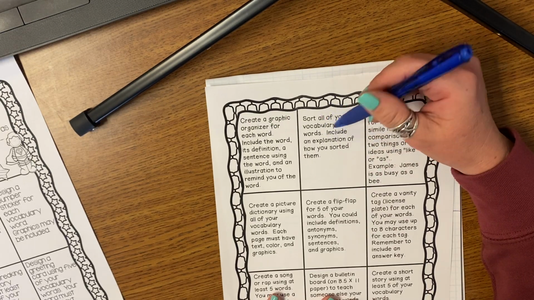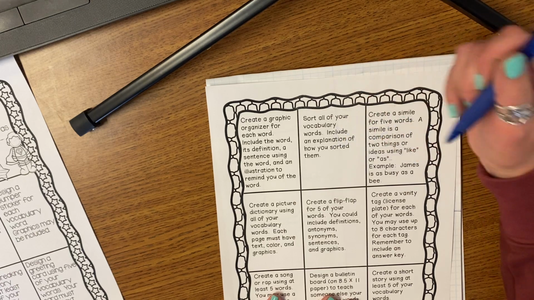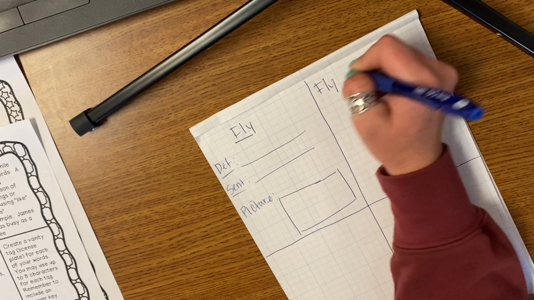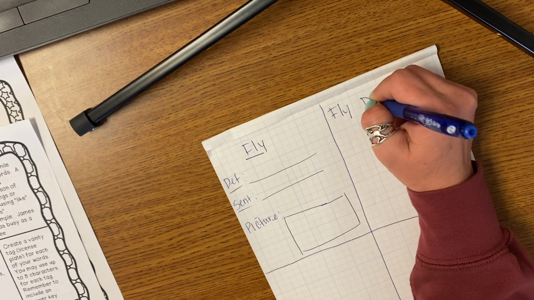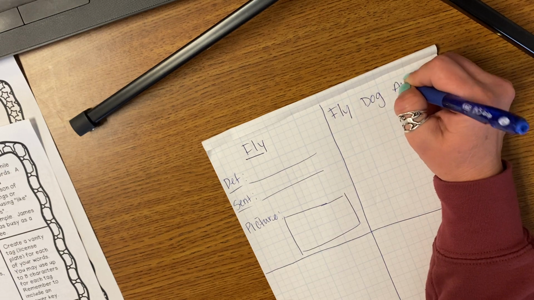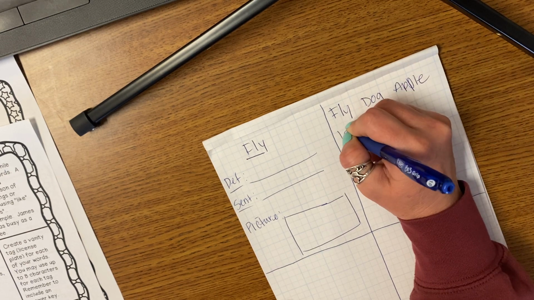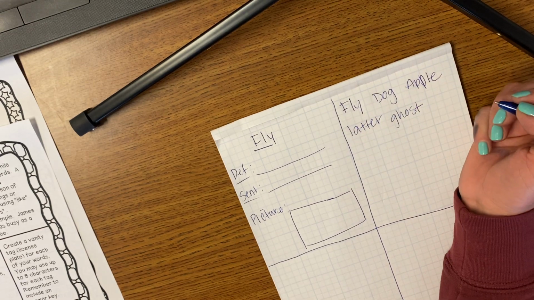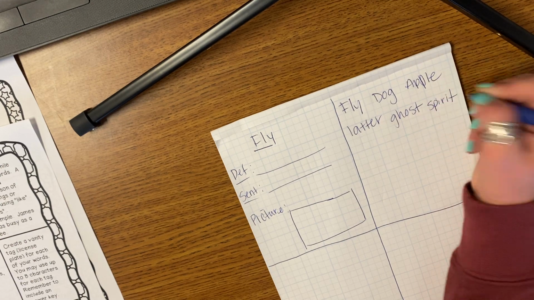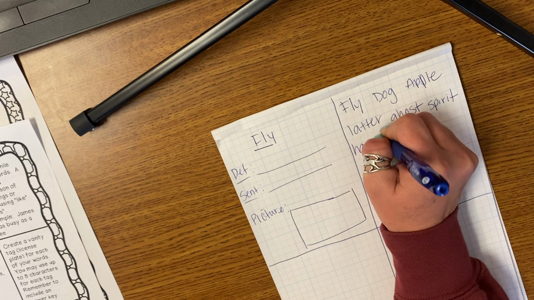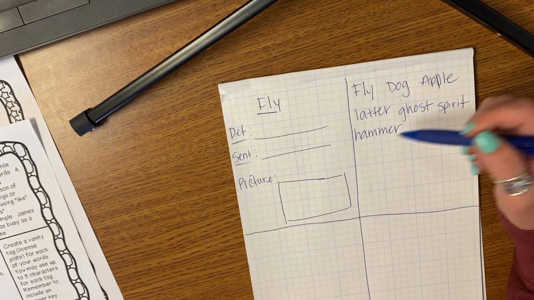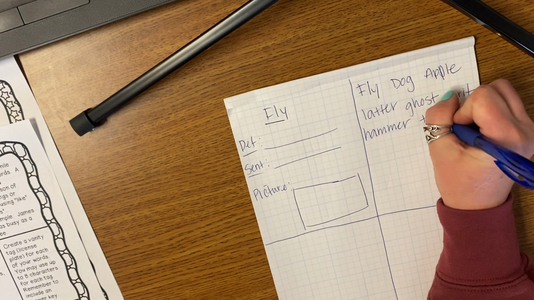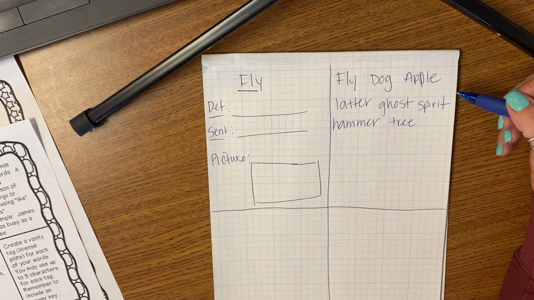Sort all of your vocabulary words. Include an explanation of how you sorted them. So if you're sorting them, let's see, you have fly, dog, apple, ladder. What else? I had ghost, spirit, hammer. Okay, so 1, 2, 3, 4, 5, 6, 7. One more, hammer. Tree. Okay, and it wants me to sort them.